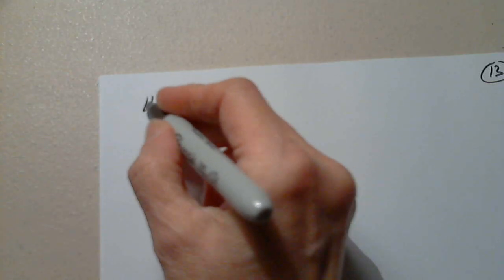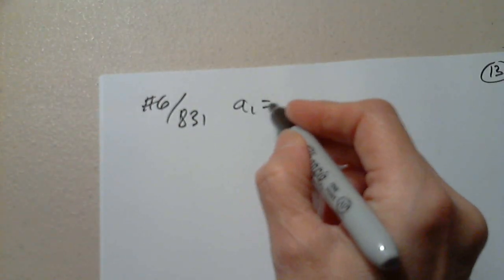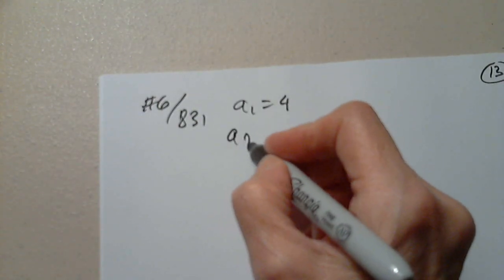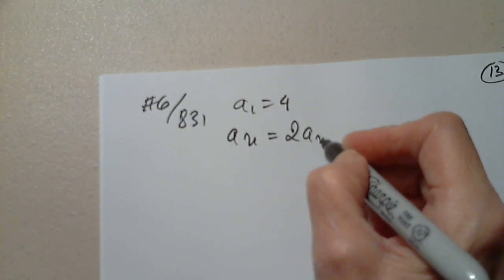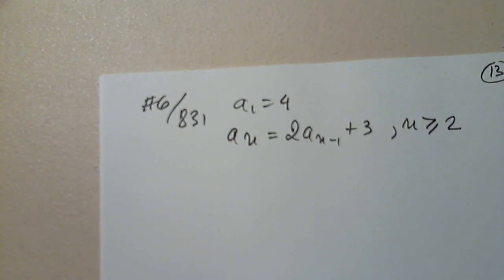So here at the bottom is just a review of 8.1. That's all we studied in chapter 8. See if anything catches your eye. Can we do number 6? Yes, it's number 6. So in number 6 on page 831, we have a1 equals 4, a sub n equals 2 times a sub n minus 1 plus 3 for n greater than or equal to 2. So they want us to find the first 4 terms.